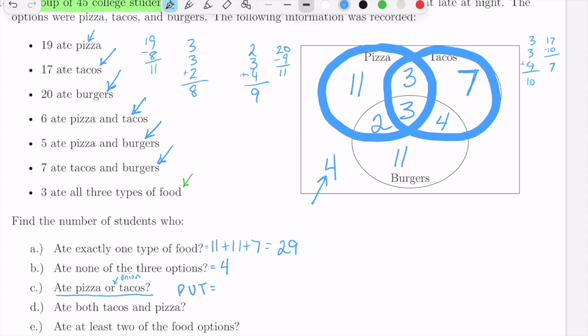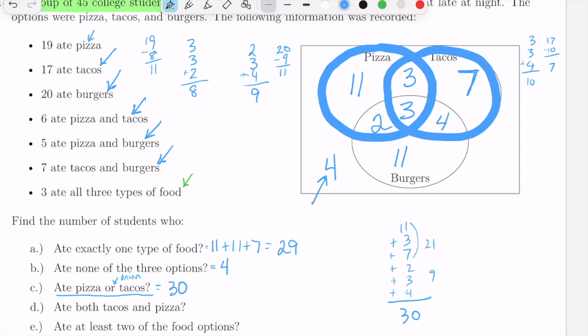Now, I can do this a couple ways. Watch. I could add together all these numbers and say 11 plus 3 plus 7 plus 2 plus 3 plus 4. Okay, that's 21. And then 5 and 4 makes 9. That's 30. Okay, my answer for this is 30.